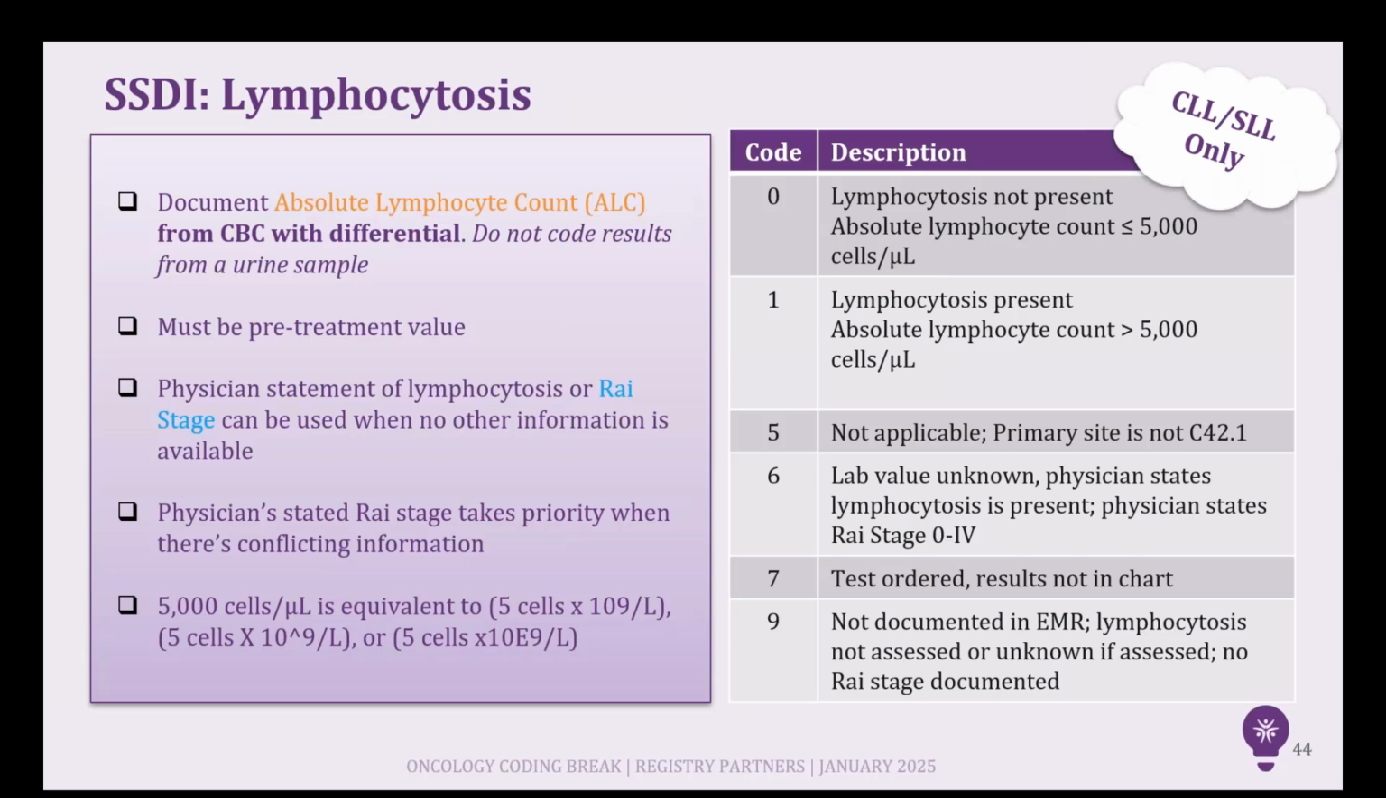Always ensure that the lymphocyte count is pre-treatment. If there's no documentation of this lab, you can use a physician's statement of whether lymphocytosis is present or absent, or the Rai stage. And if there's conflicting information, the physician's stated Rai stage will take priority. The SSDI manual also provides us a conversion if it's needed, if your results are in SI units. So we're looking for 5,000 cells per microliter, and here are some conversions you can use if yours is reported in the SI.